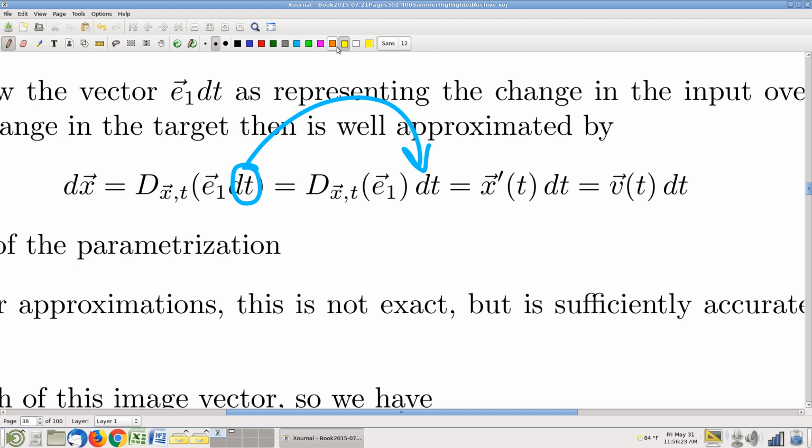What remains? Derivative transformation applied to an input vector, a standard basis vector. It's just a derivative, right? In the change of variables context, it was a partial derivative. Here there's only one input variable, just t, and so it's just the derivative. Here, I'll circle the whole thing. It's just the derivative, x prime. Otherwise known as the velocity.